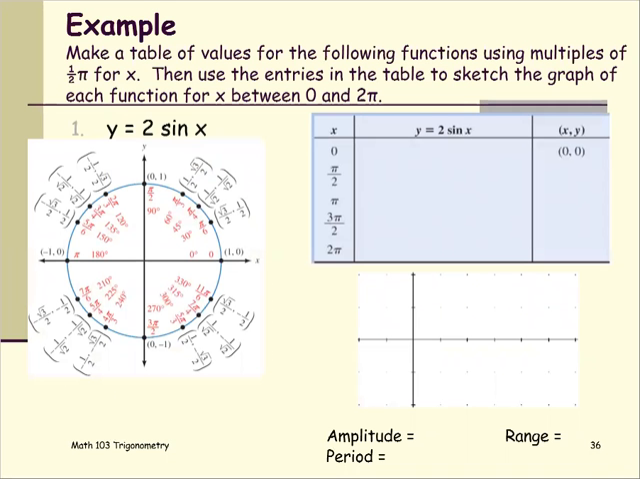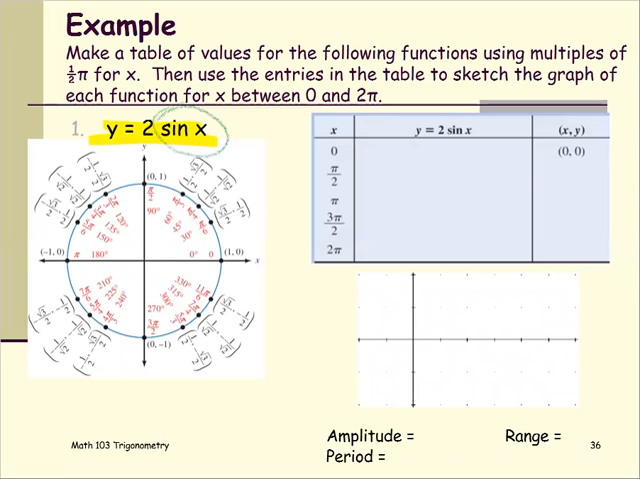Let's consider an example. We're going to make a table of values for the following function using multiples of pi over 2 for x, and then use the entries in the table to sketch the graph of the function for x between 0 and 2 pi. Our function is y equals 2 sine x. The main function is the sine function.